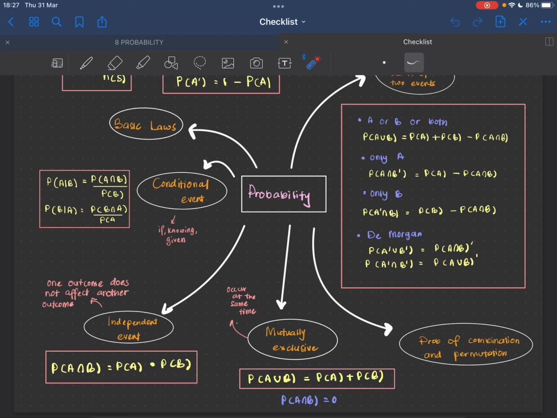As you can see, the definition of mutually exclusive event is that the events cannot occur at the same time. Make sure you remember this: two events cannot occur at the same time. And for independent event, one event does not affect the outcome of another event. And for conditional event, normally the question will say something about if, knowing, given. Okay, so we are going to look at each of these different events later on.